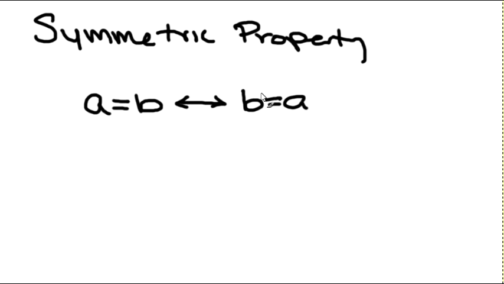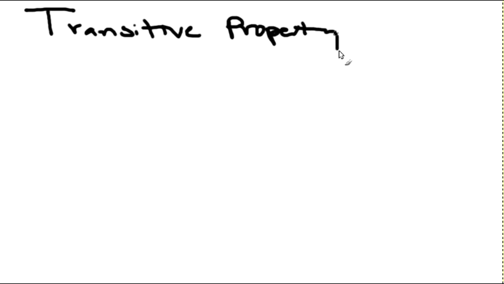Then next, we have the transitive property. The transitive property is probably the most complicated sounding one, but it's not really complicated once you get to know it. The transitive property states that when two quantities are equal to the same number, then they are equal to each other. So that probably sounded really confusing when I said it, but let me try to explain it with this.